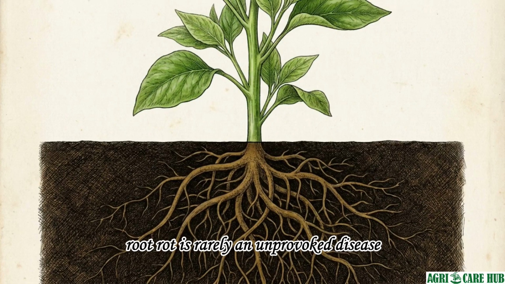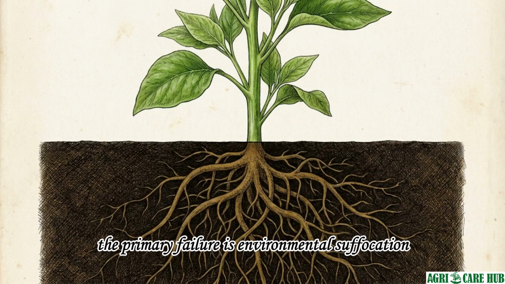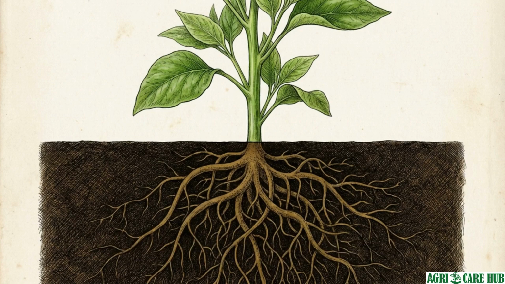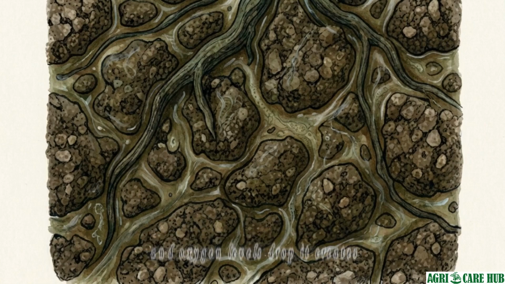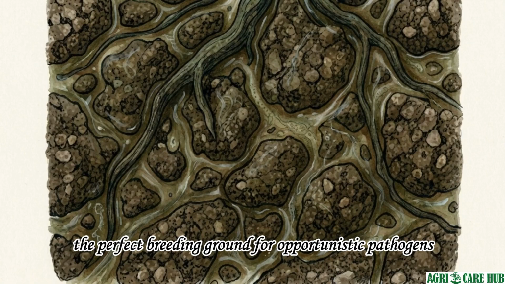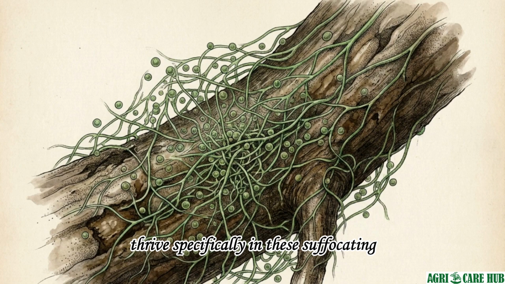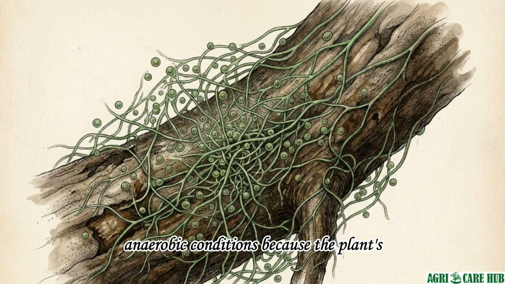Root rot is rarely an unprovoked disease attacking a healthy host. The rot is a secondary symptom. The primary failure is environmental suffocation. Once the soil becomes waterlogged and oxygen levels drop, it creates the perfect breeding ground for opportunistic pathogens. Fungi like Pythium and Phytophthora thrive specifically in these suffocating anaerobic conditions.